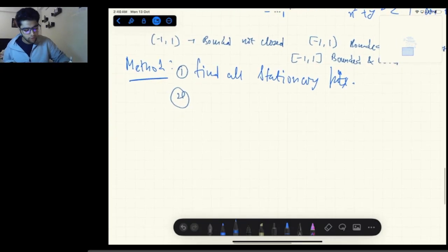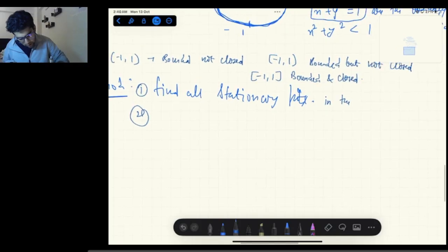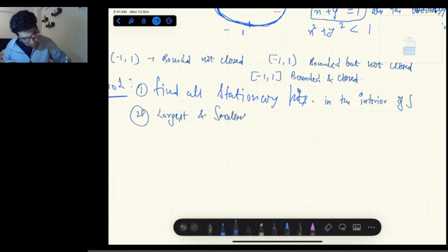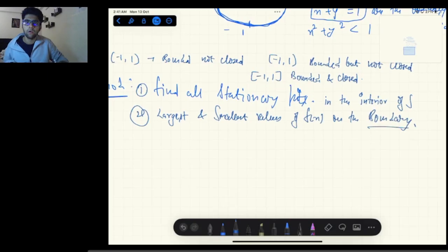So now moving on, find all stationary points in the interior of S. The second point says that find the largest and the smallest values of f(x) on the boundary of S.